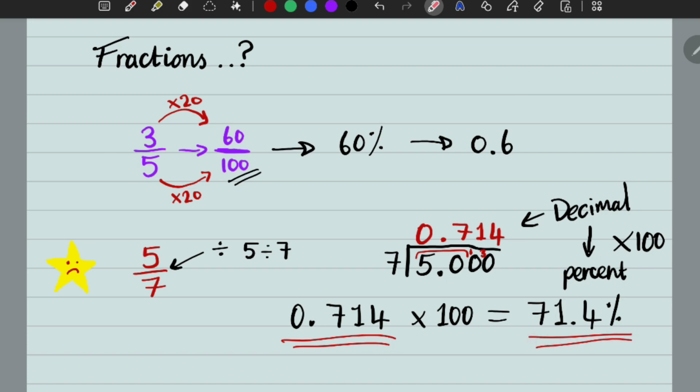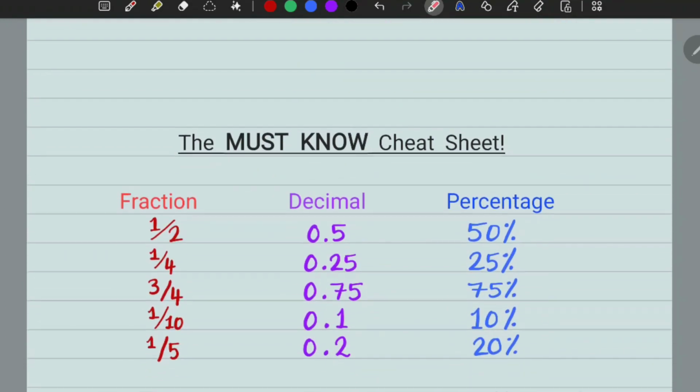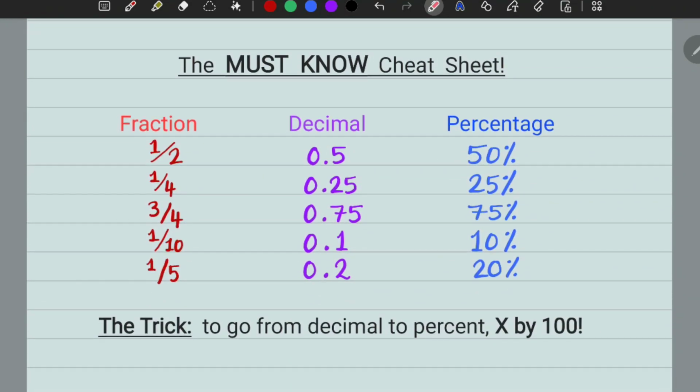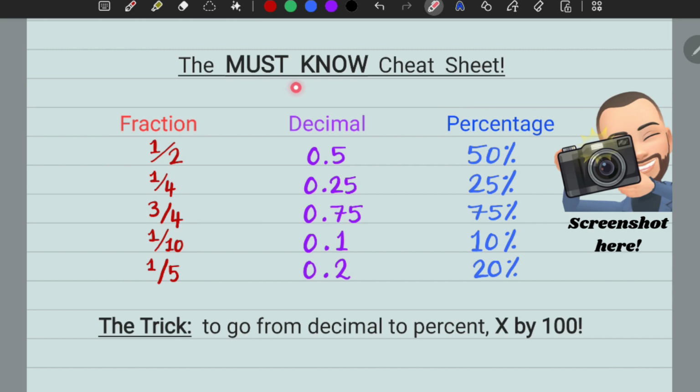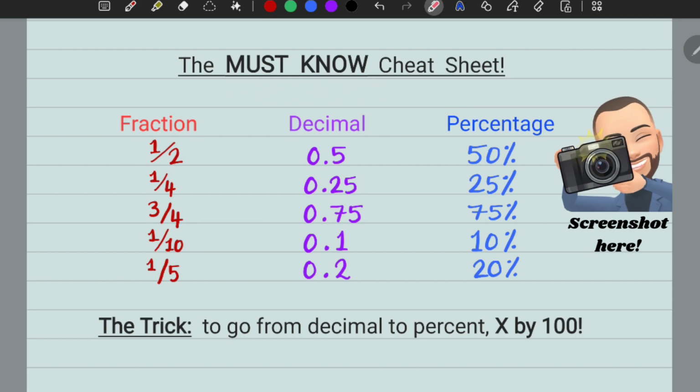Now, I've got a bit of a cheat sheet here. You don't need to calculate all of them in your head every time. Here is the must-know cheat sheet that will help you out with so many different parts. I've got the fractions here for you, decimals and percentages, and they match up. So 1/2 is the same as 0.5, which is the same as 50%, and the same for these ones. If you know and memorize these 5 VIPs, then that will make all of your convertings much easier.